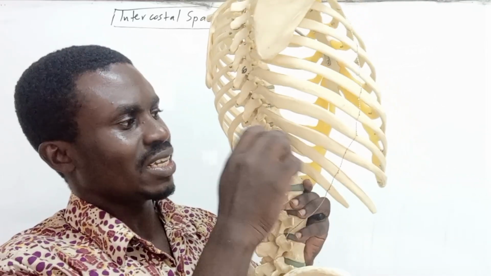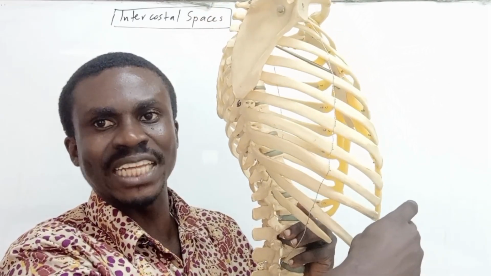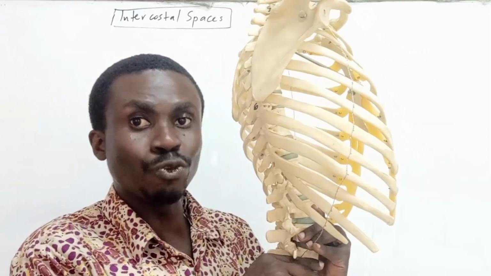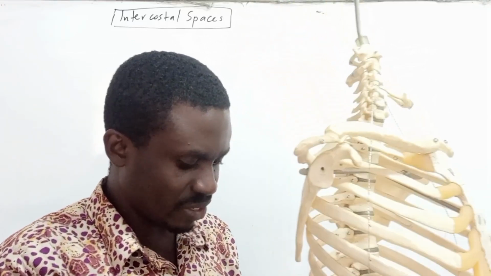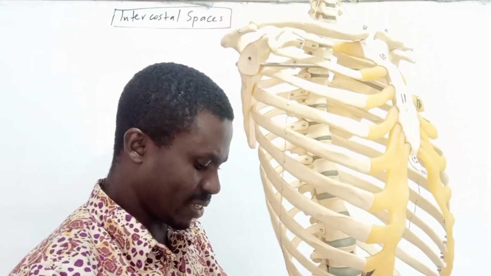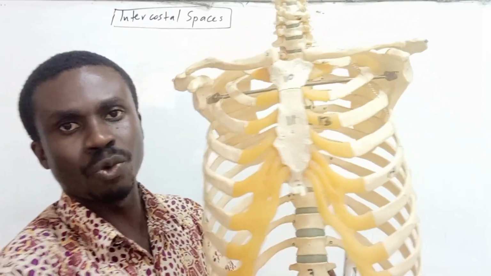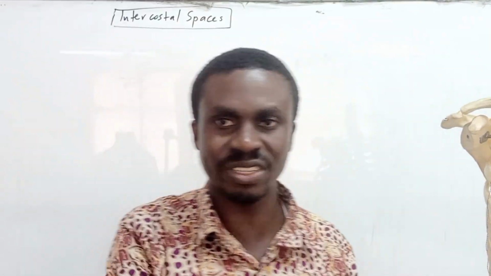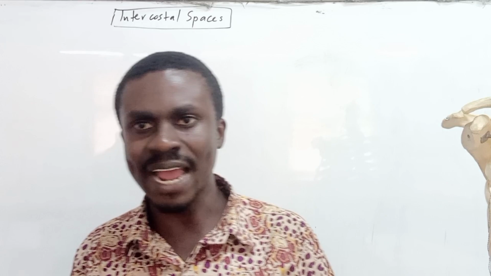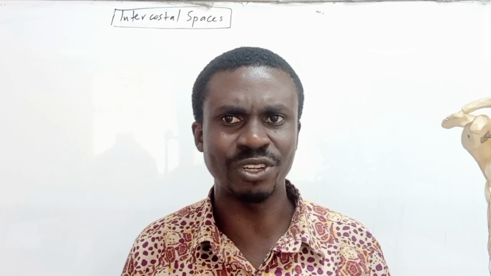What happens is that for the 10th and the 11th spaces, the costal cartilages are there, but they don't reach the level of the sternum, whether directly or indirectly. And that is why we do not have anterior intercostal arteries for the 10th and the 11th spaces. That's what I want you to know. So we have 11 posterior intercostal arteries, but 9 anterior intercostal arteries. Now, let us look at these intercostal arteries in detail.